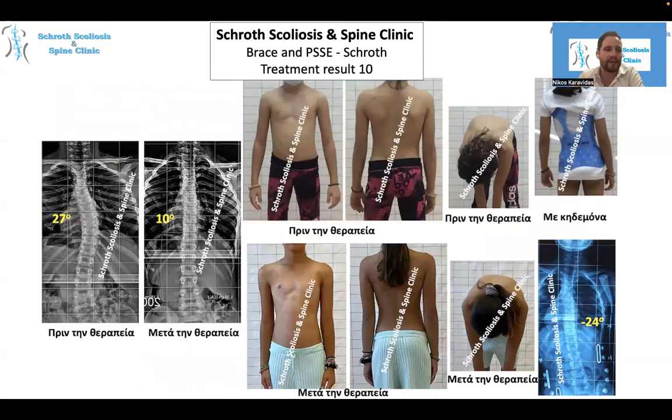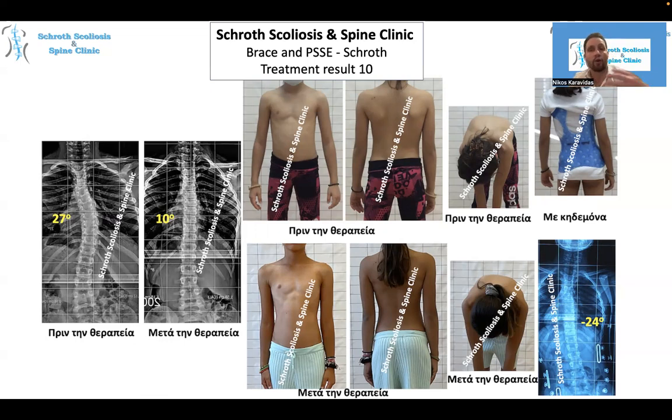Again, a patient with 27 degrees of scoliosis, right thoracic, and what we got in the in-brace X-ray was to go down to minus 24. This means that from a right thoracic scoliosis of 27 degrees out of the brace, we got to 24 degrees left thoracic. So we got overcorrection in the brace. This is something really good that you many times want to get in single curves.